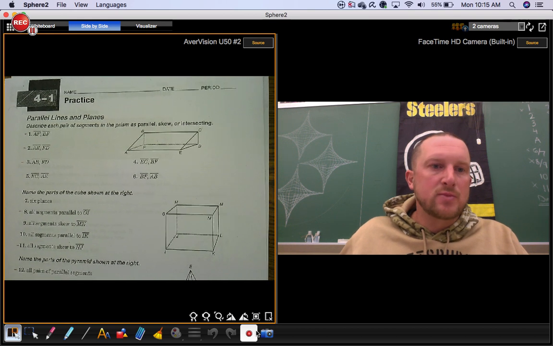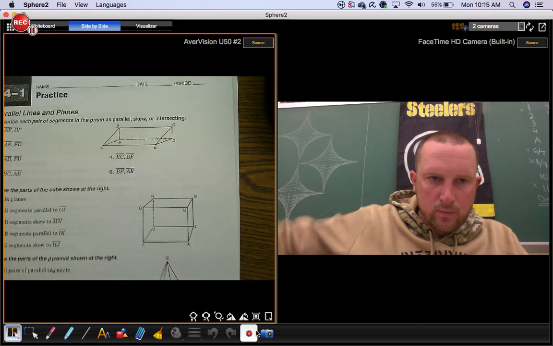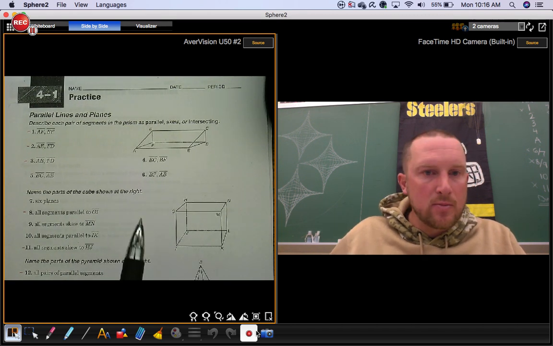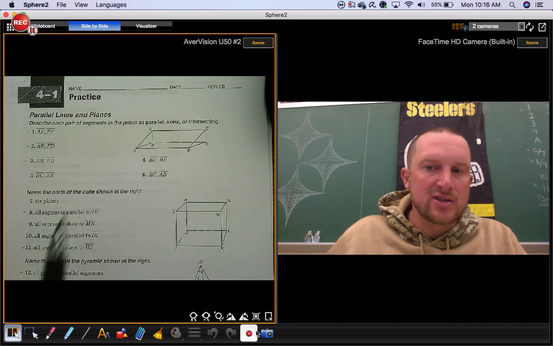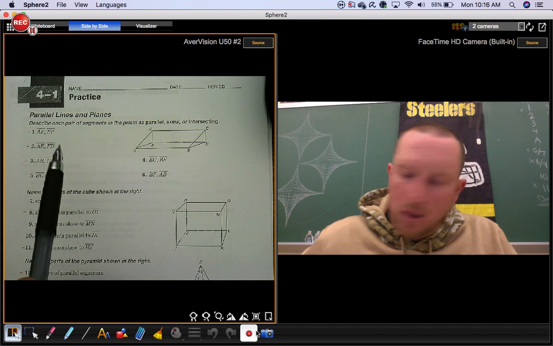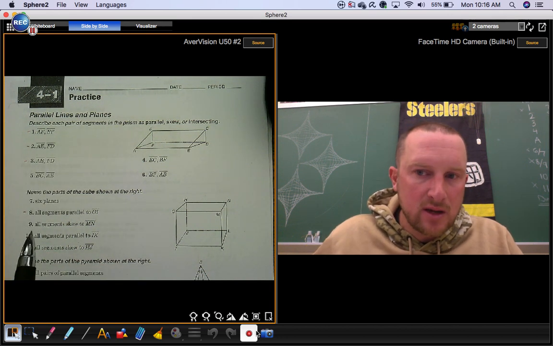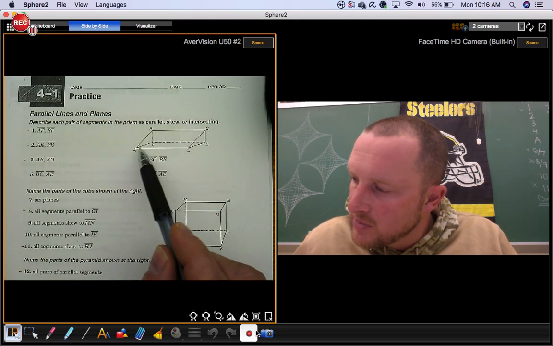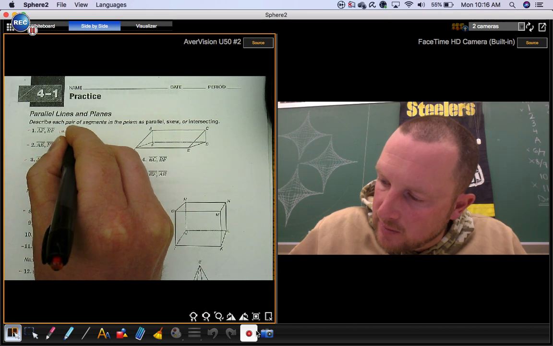We're going to look at the practice page for section 4.1. We're going to look at this diagram and identify the pair of segments as either parallel, skew, or intersecting. In this first one, notice how both segments have an F. That means they touch at F, so they intersect. If you look at the diagram, segment AF and segment BF definitely intersect.